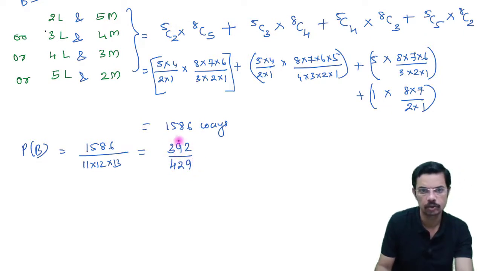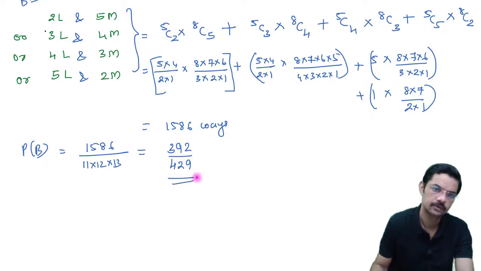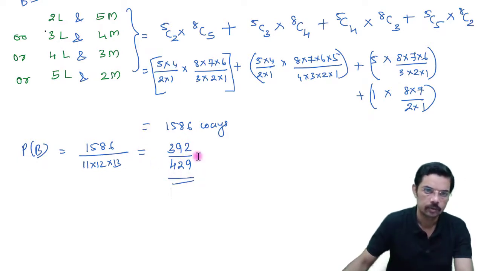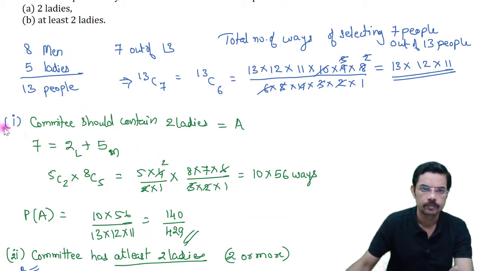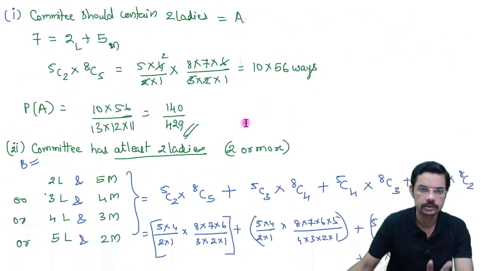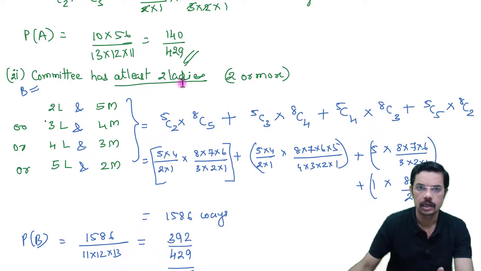429. Here clearly the numerator is less than the denominator. Probability should be less than 1. So this is your answer. Both the cases: the committee should contain 2 ladies, and the committee should contain at least 2 ladies. These are the 2 cases. Now let us look at the next question, question number 7.